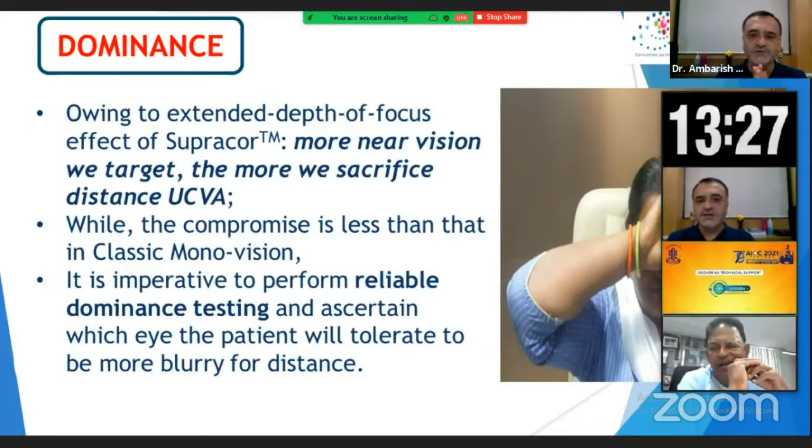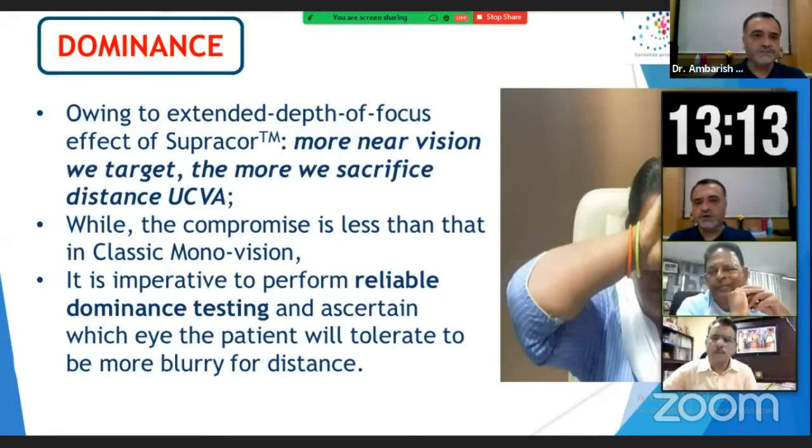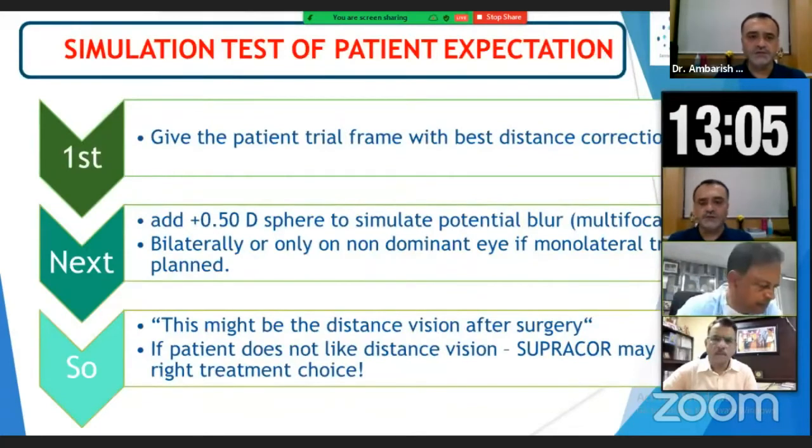So before you select the patient for this presbyopic correction, the dominance means you prefer doing it on your own instead of being dependent upon your assistant. Similarly, just provide the best corrected vision, whatever best distance correction is there. Add 0.5 just to make him realize the potential blur he can expect post-operatively. And the second thing is, if the patient is willing to tolerate that amount of blur, then your patient is a good patient for presbyopic correction.